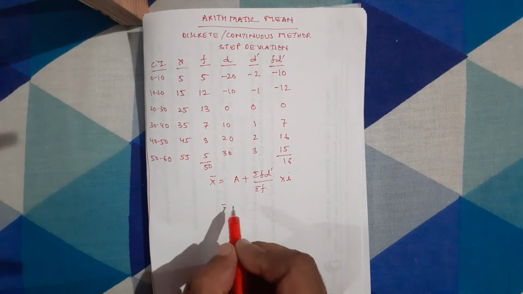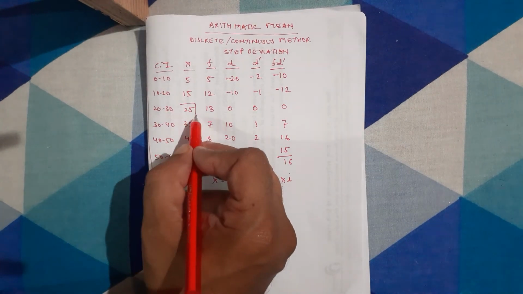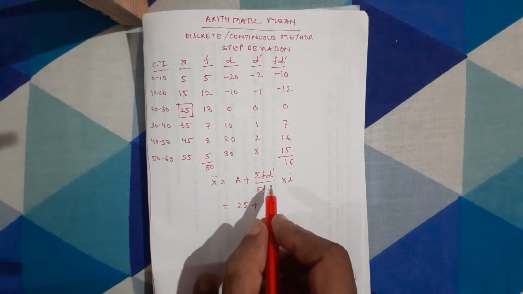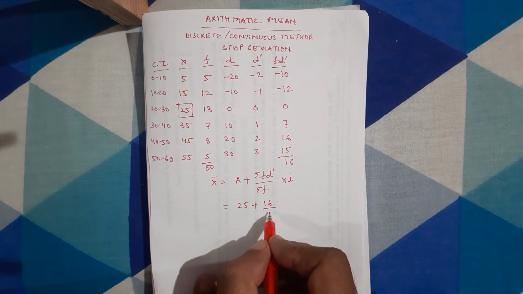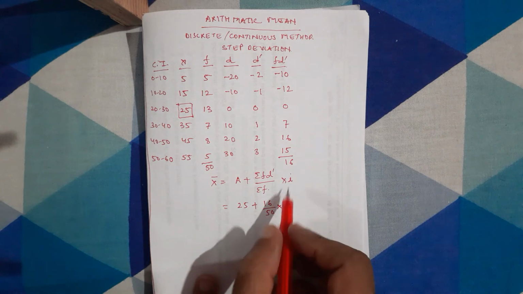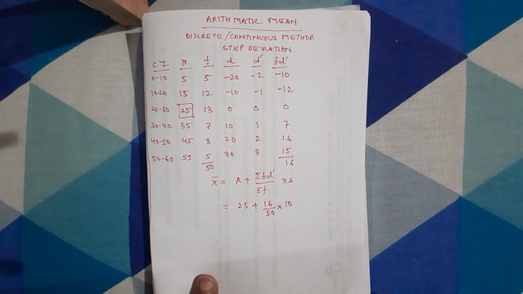Putting the values here, our a was 25. Summation fd dash is 16. Summation f is 50, into 10. 10 is our class size. When long calculations are there, this method is very helpful, because one more step is there after finding the d. That is why it is known as the step deviation method.